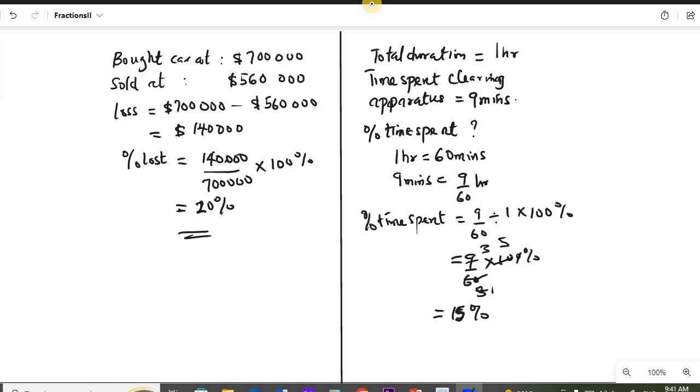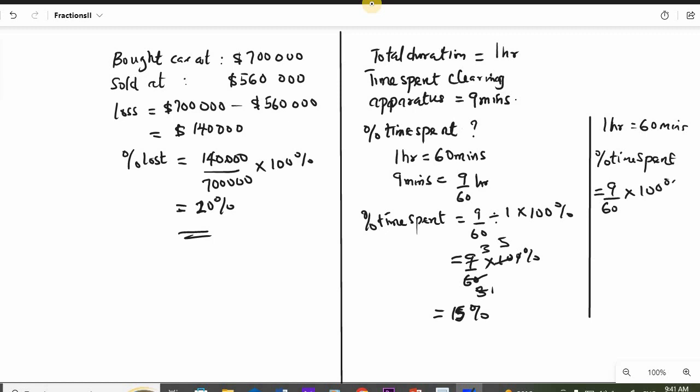Okay, so if this was a bit confusing, remember we could also choose to work with minutes instead of working with hours. So if we decided to work with minutes, we'd simply express 1 hour in minutes, which is 60 minutes, right? And then we simply say percentage time spent would be equal to 9/60 times 100%, and we get the same thing as 15% as before. Okay.